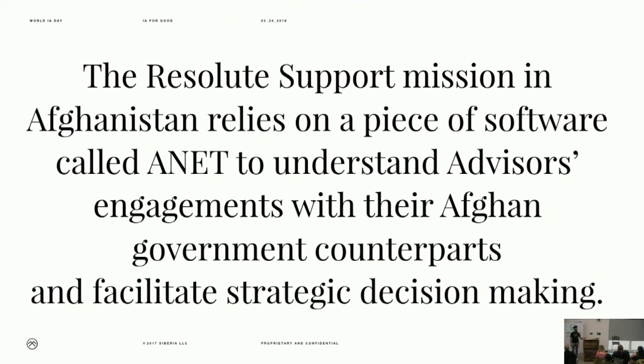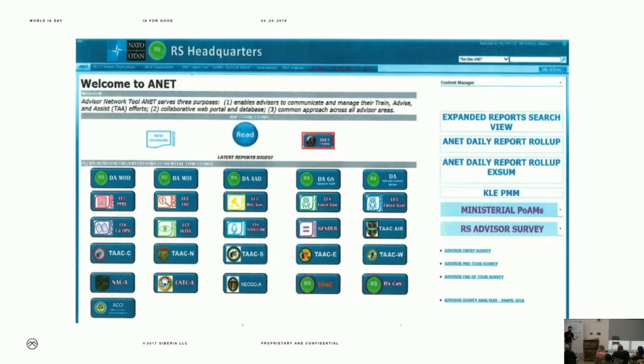Well, we realized very quickly that the problem was centralized on a system. That system was very complex to use. That system was based on SharePoint. That system is what technically we call garbage. You log in, it tells you, welcome to ANET. Over time, they just started slapping everything that was necessary in here.